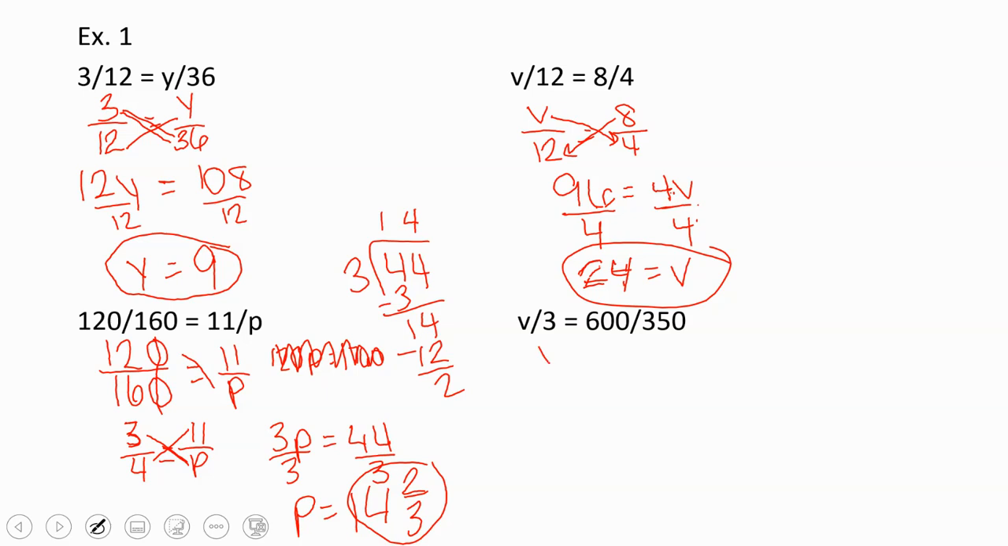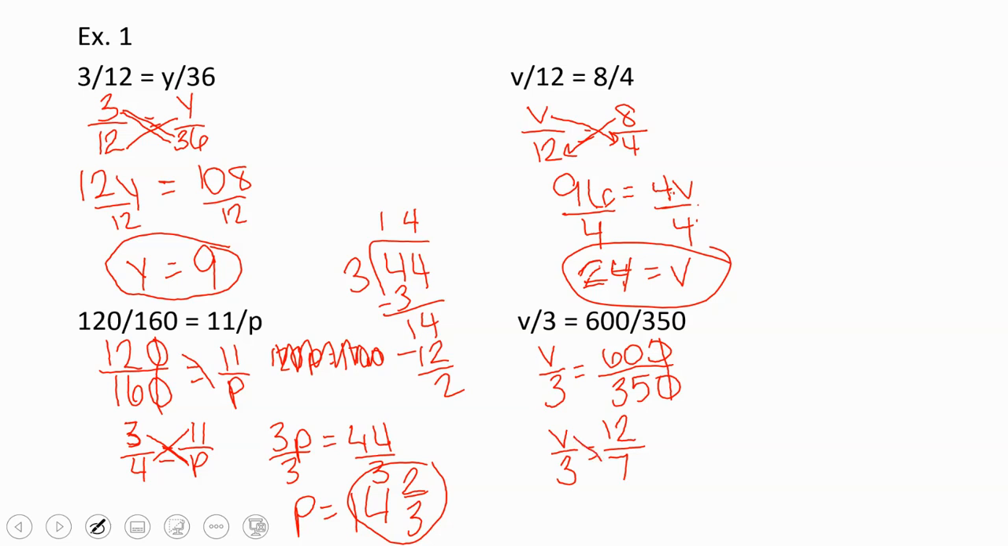All right, so last one, v over 3 equals 600 over 350. Again, I prefer to simplify first, just to make my numbers as small as I can. So I'm going to divide those both by 10, and then I can go ahead and divide them both by 5. Okay, so 60 divided by 5 is going to give me 12. 35 divided by 5 is going to give me 7. Right now, everything's a little bit smaller and easier to work with.